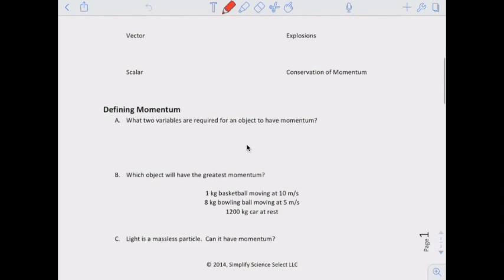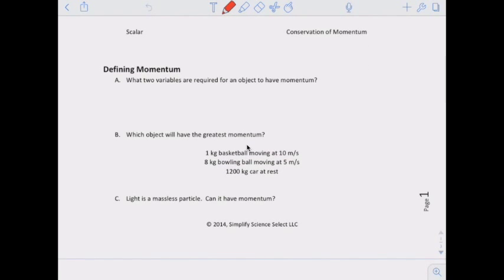And then the conservation of momentum is just saying that our momentum before has to equal our momentum afterwards. So defining momentum, what two variables are required for an object to have momentum? It must have mass and it must have velocity. Which objects have the greatest momentum? Well, a 1 kilogram basketball moving at 10 meters per second. Well, momentum is just mass times velocity.